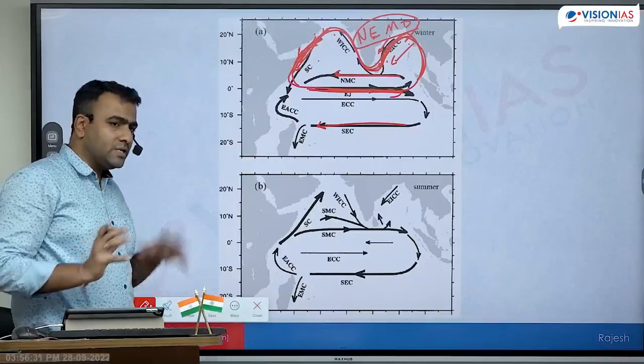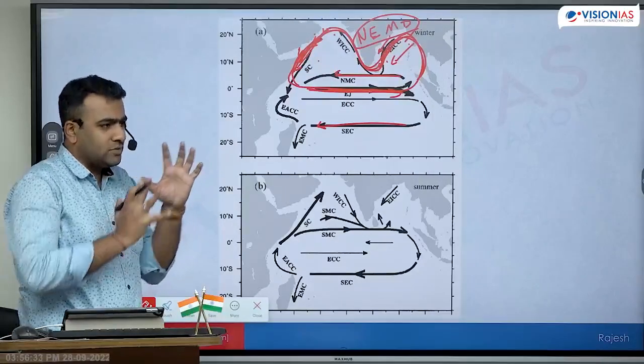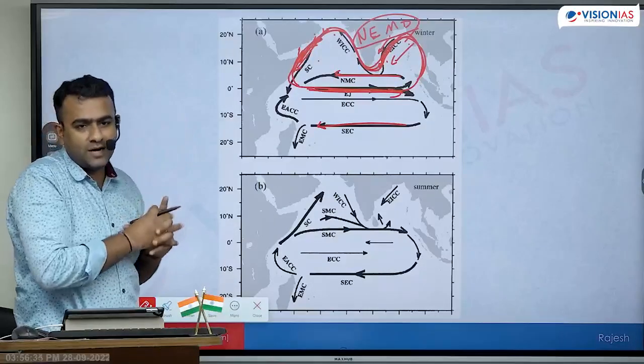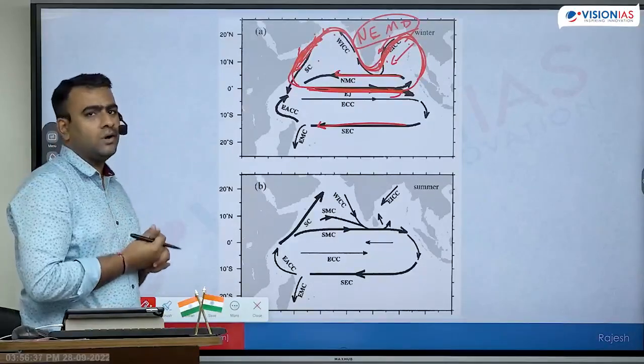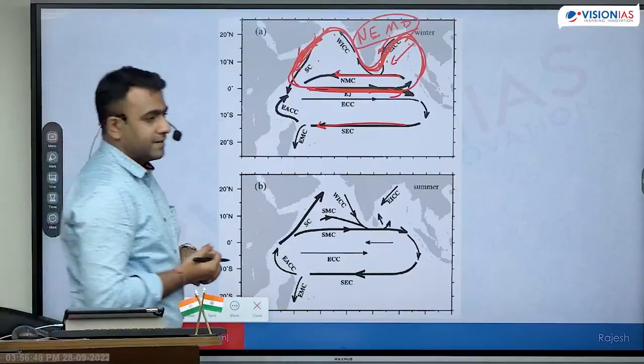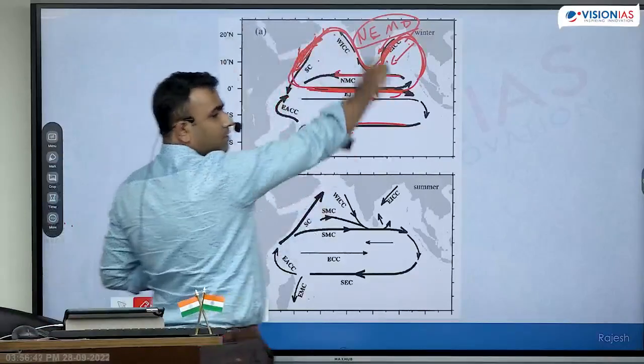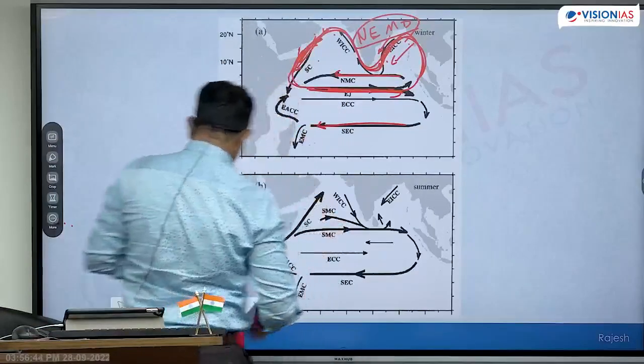I'm telling you again, these are not very strong currents. Just the water is slowly moving due to the wind movement in that particular direction. That is what we call the northeast monsoon drift. This is moving in a counterclockwise direction. What about summer?